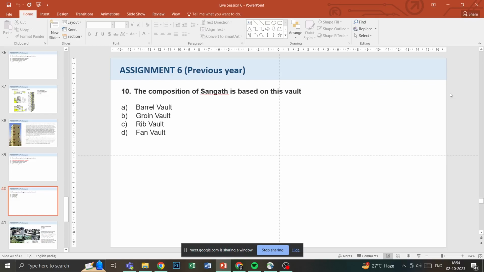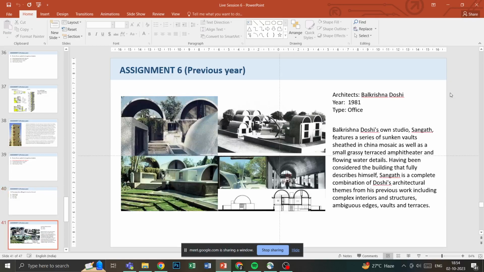The composition of Sangat is based on this vault: barrel vault, groin vault, rib vault, or fan vault. So Sangat, what is Sangat? Sangat is an office. Sangat was actually B.B. Doshi's own office studio. He designed it himself, Balkrishna Doshi, in the year 1981.